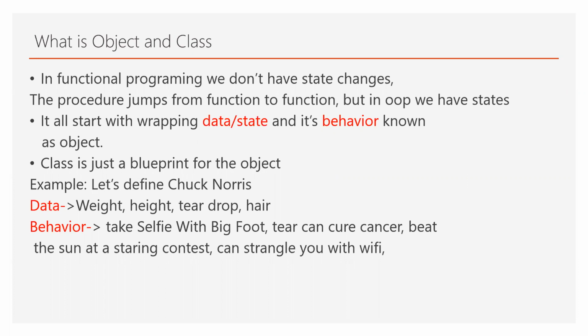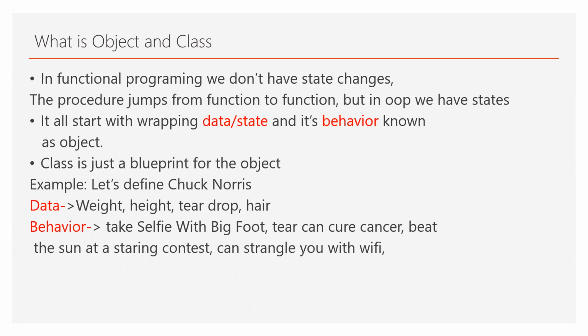So a class is just a blueprint for how we can create the object. Let's have an example called Chuck Norris. This Chuck Norris can have a weight, height, teardrop, or hair. And as for behavior, he can take a selfie with Bigfoot. His tears can cure cancer. He can beat the sun in certain contexts, or any kind of methods or functions we can apply on the data.